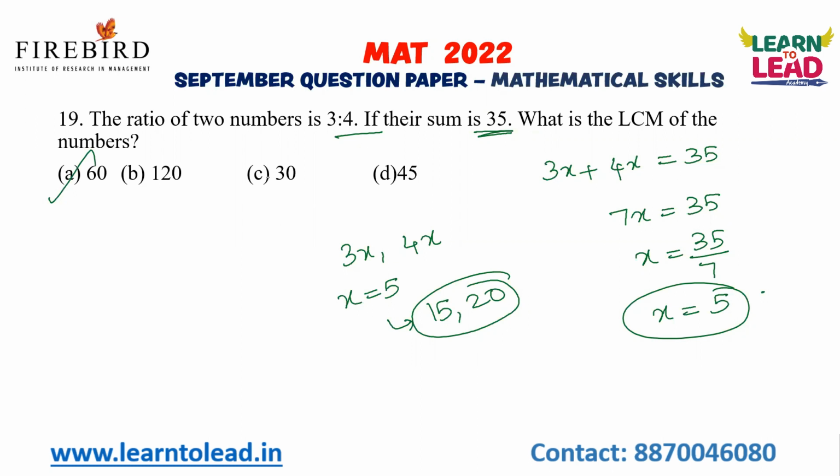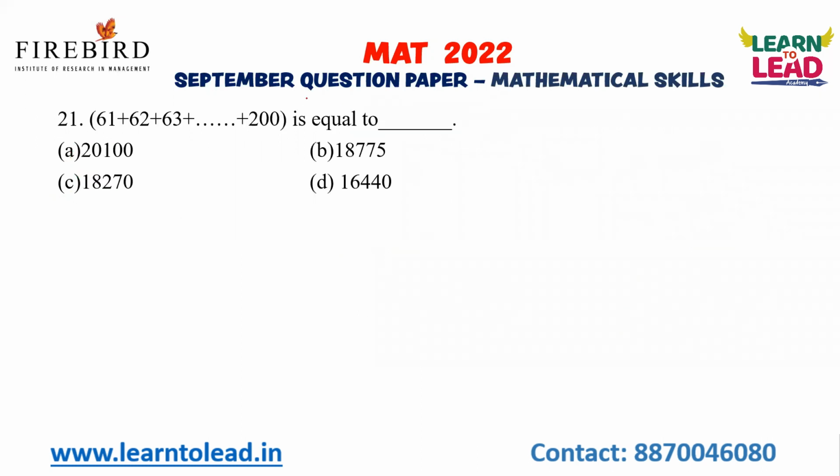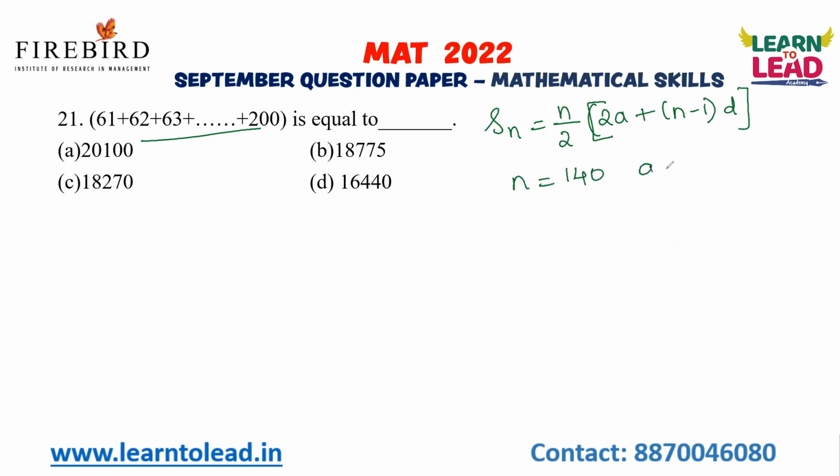Now, we'll move to the next question. It is a question based on arithmetic progression. That too, they are asking about the sum. See, the sum of n terms, you should know the formula: n by 2 into 2a plus n minus 1 into d, where n represents the number of terms. The number of terms from 61 to 200 is 140 terms. And a is the first term in the series, which is 61. And d is the difference in that series, second term minus first term, d value is 1.